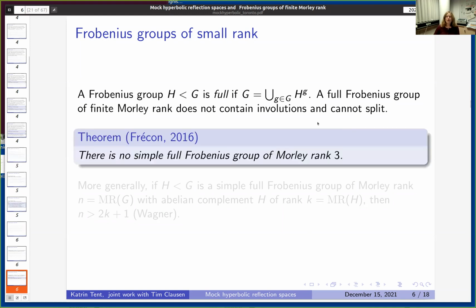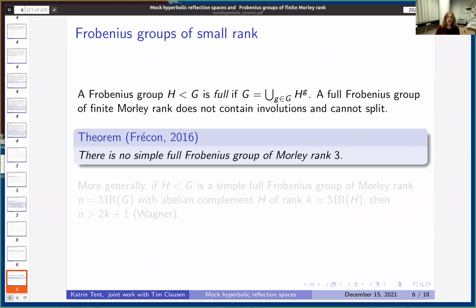And now we can phrase Frécon's result about bad groups in the following form. There is no simple full Frobenius group of Morley rank 3. This is a precise translation of his result in this context. He proved there are no bad groups of Morley rank 3, but we can rephrase it in this form.